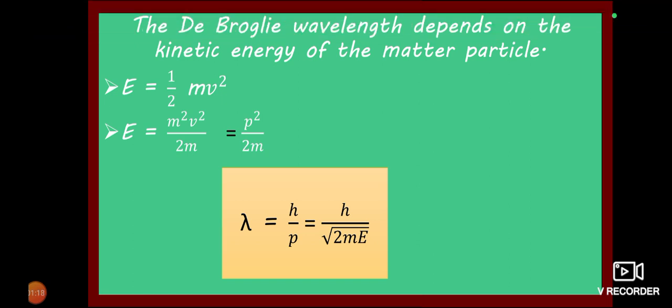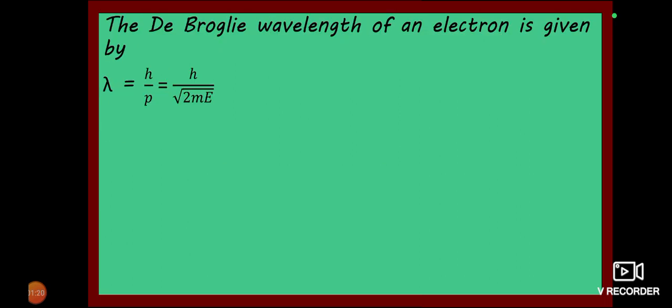Now the third equation for de Broglie wavelength is for an electron. It means when electrons are moving in a particular direction after application of potential, then the equation is lambda is equal to h upon p, which is equal to h upon square root of 2mE. We have already seen this equation. Here E means kinetic energy, and this kinetic energy is due to application of potential.